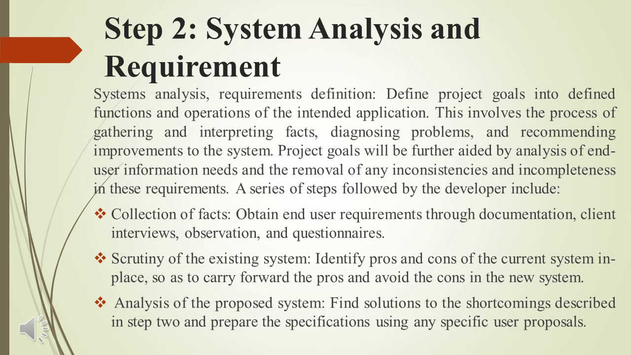It means obtaining end-user requirements through documentation, client interviews, observation, and questionnaires. The second step is scrutiny of the existing system. It identifies pros and cons of the current system in place so as to carry forward the pros and avoid the cons in the new system. And the last step is analyzing the proposed system. It finds solutions to the shortcomings described in step 2 and prepares specifications using any specific user proposals. In simple words, the second phase, system analysis and requirement, includes the problems defined during the planning phase being examined in detail in the analysis.